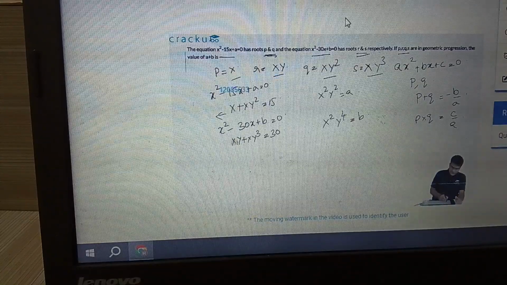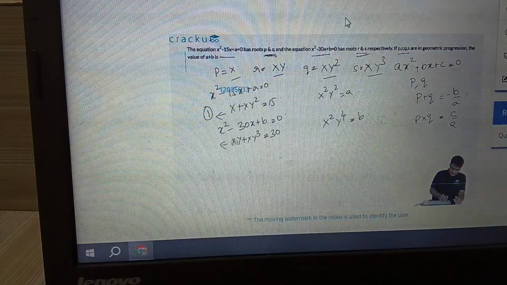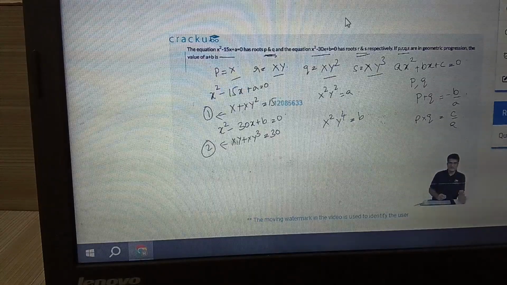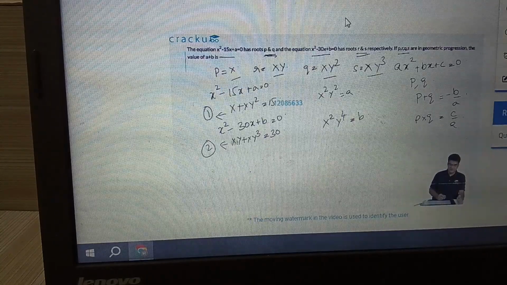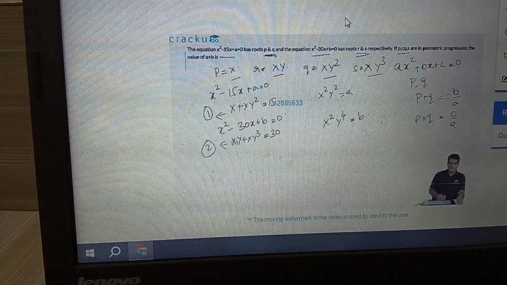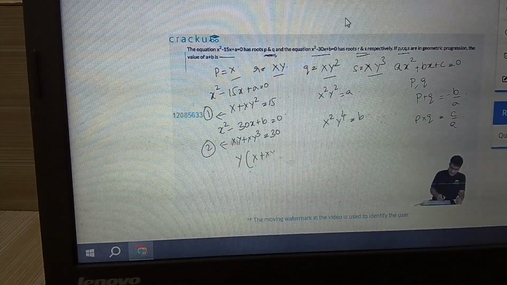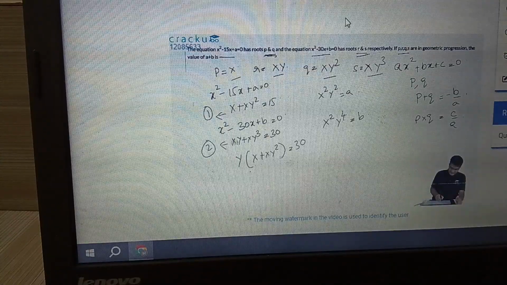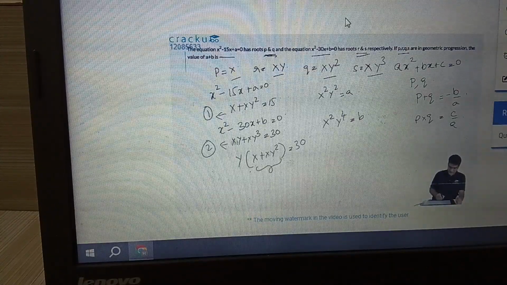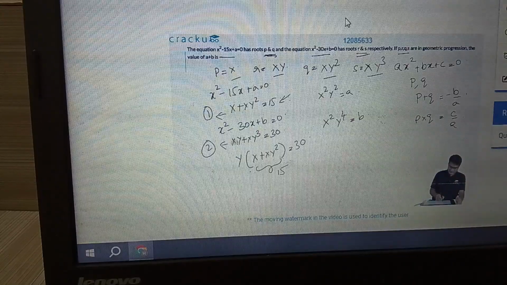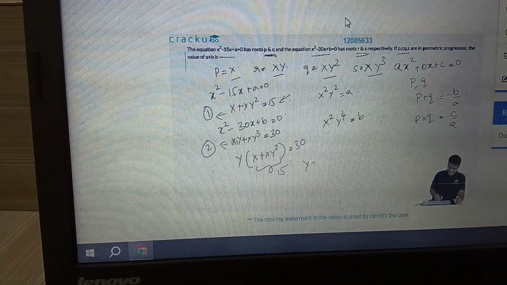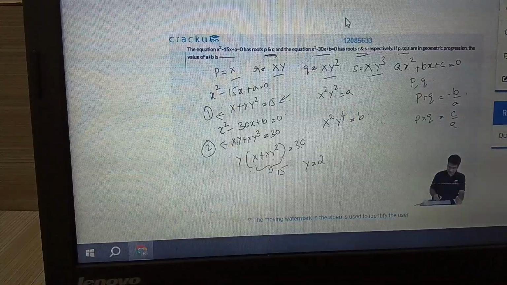Now if you are looking at the two equations, this is the first equation and this is the second equation. The first equation is x plus xy squared is equal to 15. The second one is xy plus xy cubed. So if you are taking y common in the second one, it is y times (x plus xy squared) is equal to 30. This is already known, this is equal to 15 from the first equation. So the value of y is equal to 30 divided by 15, which is equal to 2.